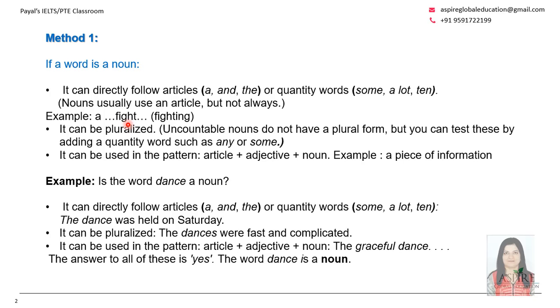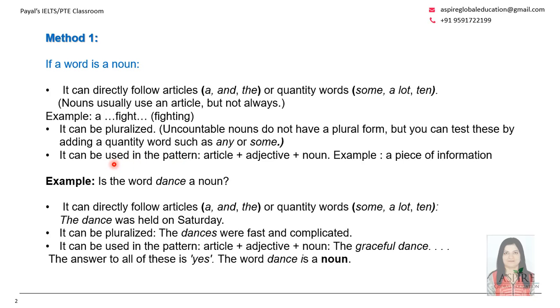Okay, now the second point is that a noun can be pluralized. Uncountable nouns do not have a plural form, for example, work and water. You cannot write waters and works. You can say book and books, but water and work remain the same. You can use them with quantity words like any or some. For example, please give me some water. So please do some work for me.